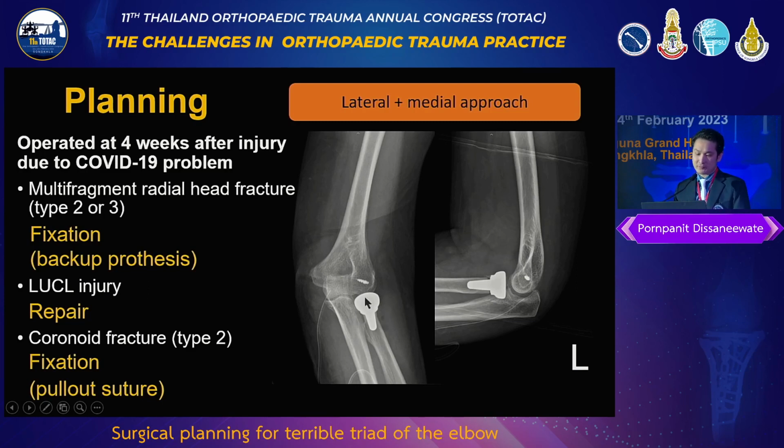lateral. So in this case, because of the radial head, the piece at the head is like soft, so we cannot fix it, so we have to take it out. So when I did this, I tried to reach the olecranon from the lateral side, but it's also stuck because it's like 4 weeks. So I have to create another incision on the medial as well. And after I did that, I found that the coronoid fracture is almost healed. So I just augment it with the pull-out suture and also repair the LUCL.